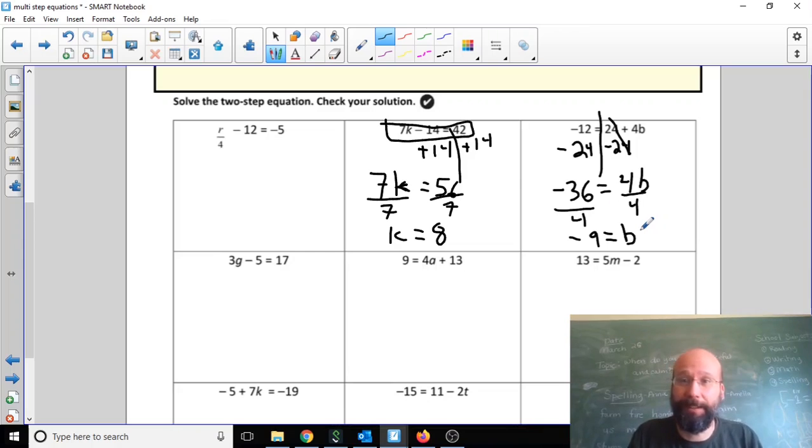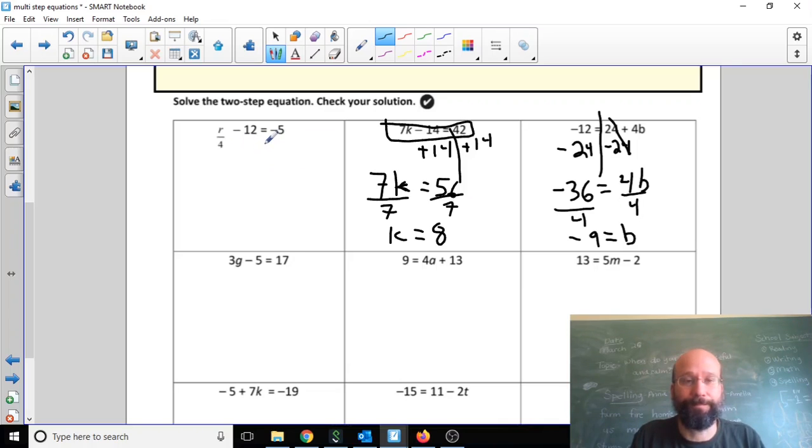And I can do the same thing, I can check it. Actually, I'll check this one over here once, and then I'm going to stop checking it. But you have to check it when you do these solving equations. You have to check it because I need to see your work.